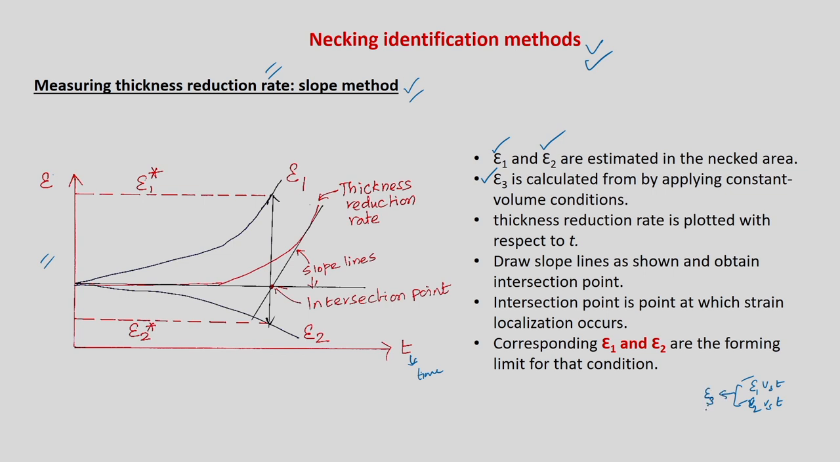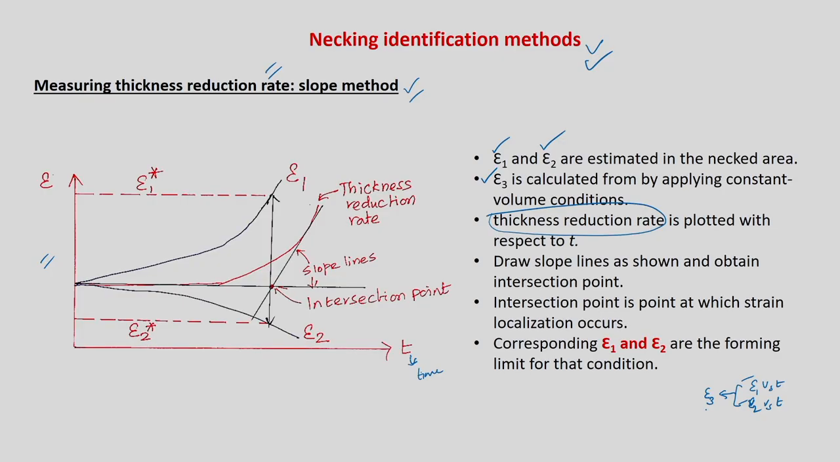So, now if epsilon 3 is known, then you can evaluate thickness reduction rate. Thickness reduction means how much thickness is reduced with respect to a particular time. So, that can be plotted with respect to time itself. That is what I have shown here.